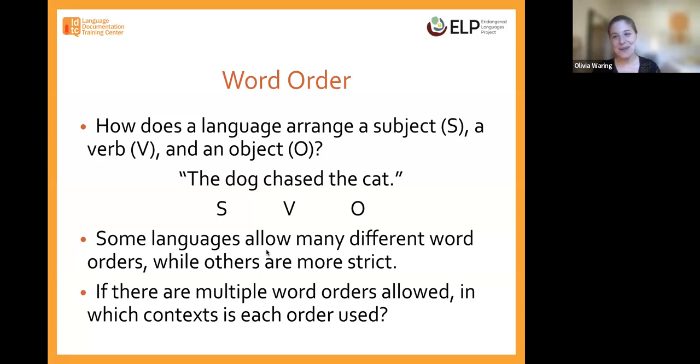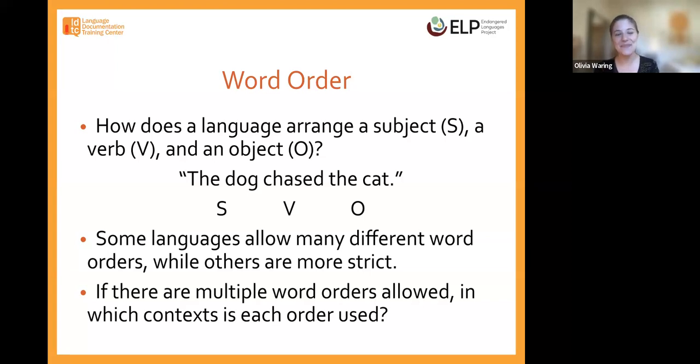It's not as simple as saying that, oh, this language is an SVO language, because sometimes it does vary. For example, in English, if we were to ask the question, did the dog chase the cat, right? We suddenly added that little did at the front. So some languages allow for more flexibility with their word order. And in some languages, word order depends on the context or the type of sentence that you're trying to construct.